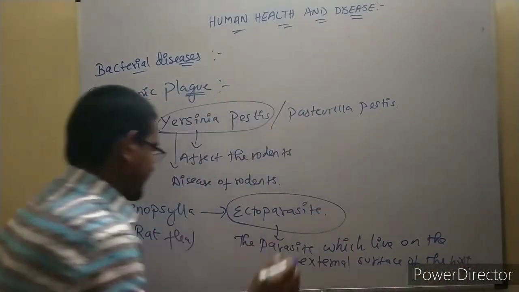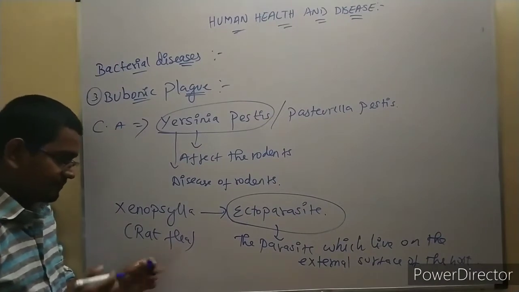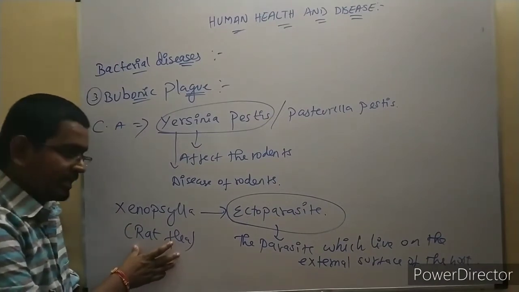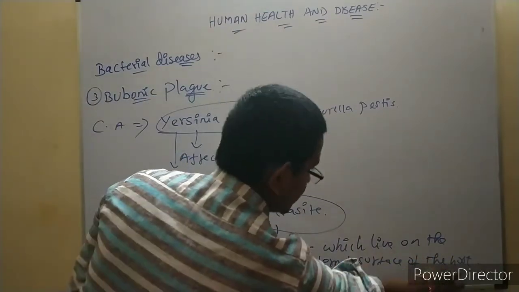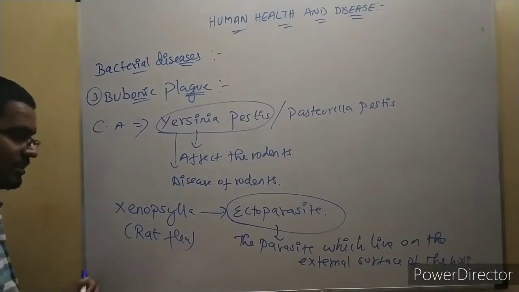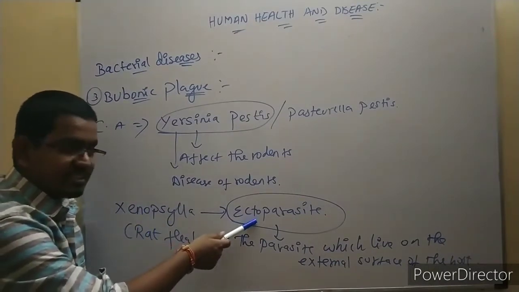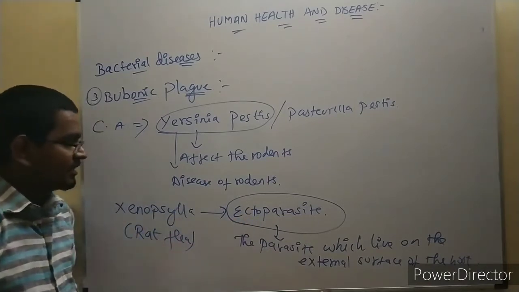So see, there is a Xenopsylla which is known as rat flea. Rat flea means it will be present on the rat. It will be present on the external surface of the host. Here the host is the rat. It will be present on the surface of the rat, as it is an ectoparasite. It will suck the blood of the rat.